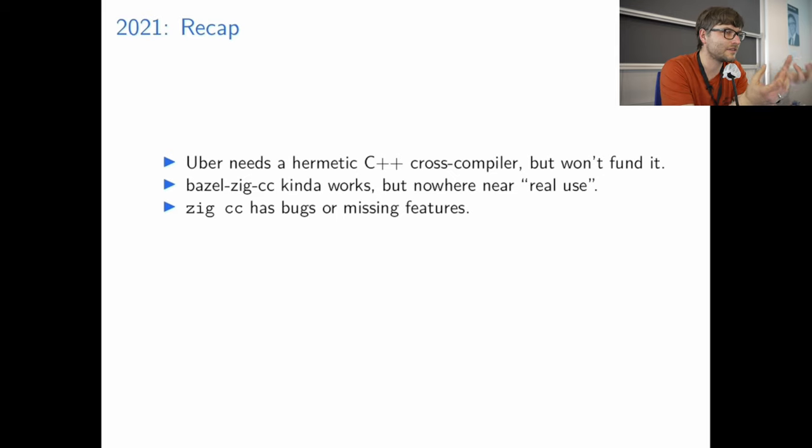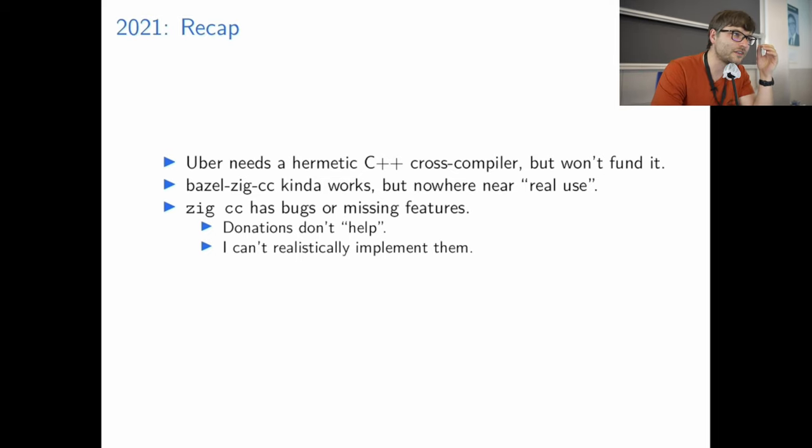The ZSF and Uber, we both want things, but the Zig guys wanted to release 0.9 at that time, badly. And our priorities don't really align, so even if I wanted to push this at Uber and try to get it done, there is no way to say that this works and this will work. So we had this problem too. Donations don't help, as some of you may naively imagine. And I can't realistically implement them.